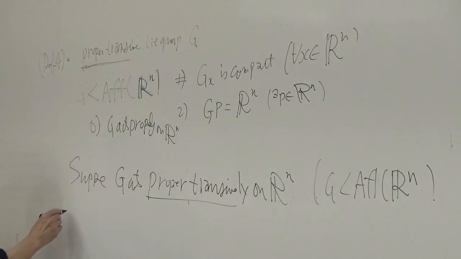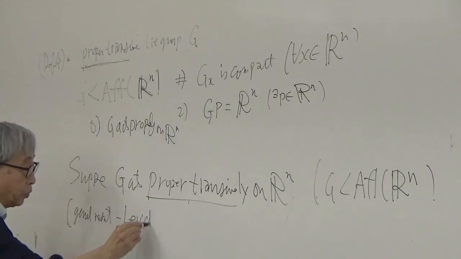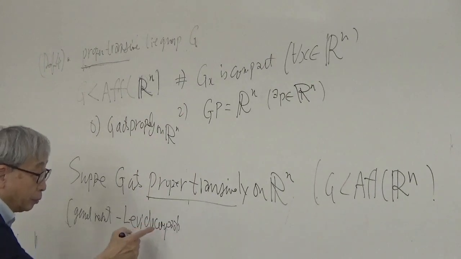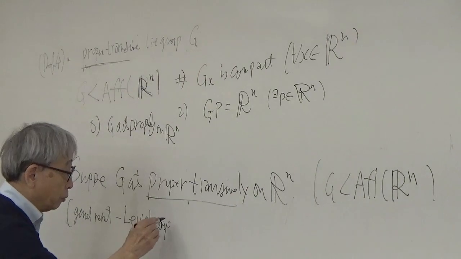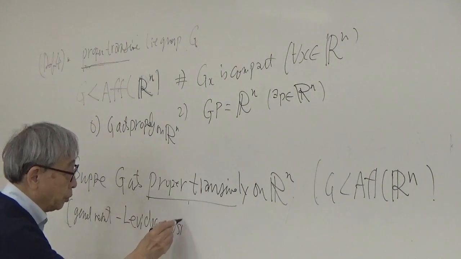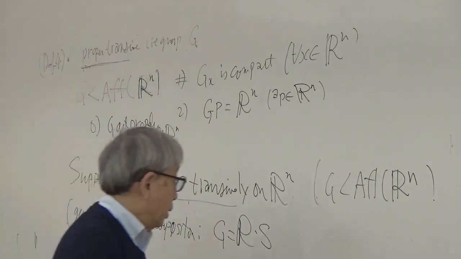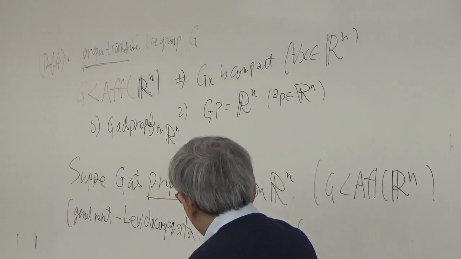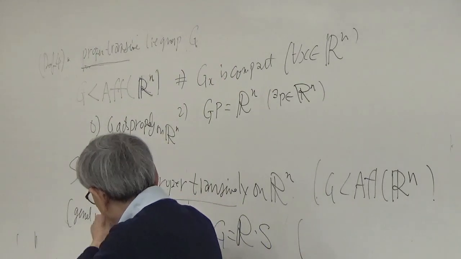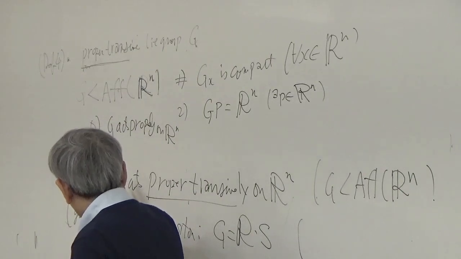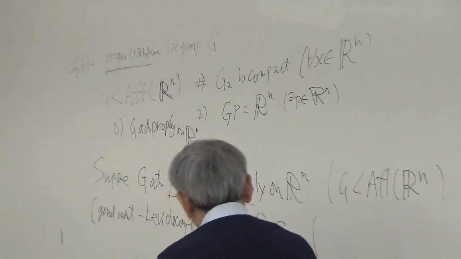First of all, that's a general fact, a general result: the so-called Levi decomposition. That is, G is, in my notation, R dot S. Suppose G has finitely many components, so you can assume G is just a connected group in any case.